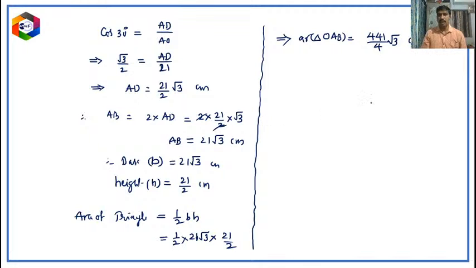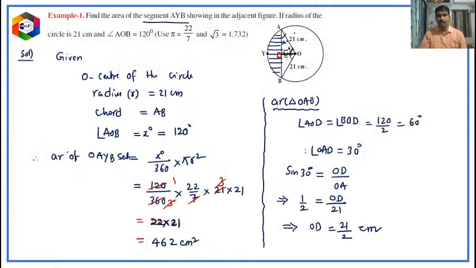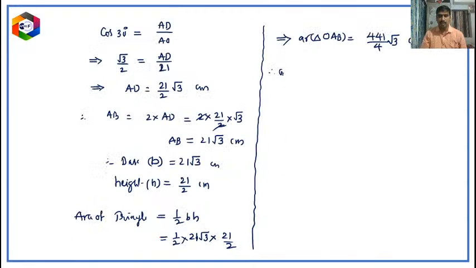You can leave it like this; at last we will simplify. Once we know the sector area, now I want the segment area. Therefore, the OAYB sector area minus the OAB triangle area. So the area of the minor segment is equal to the area of sector OAYB minus the area of triangle OAB.